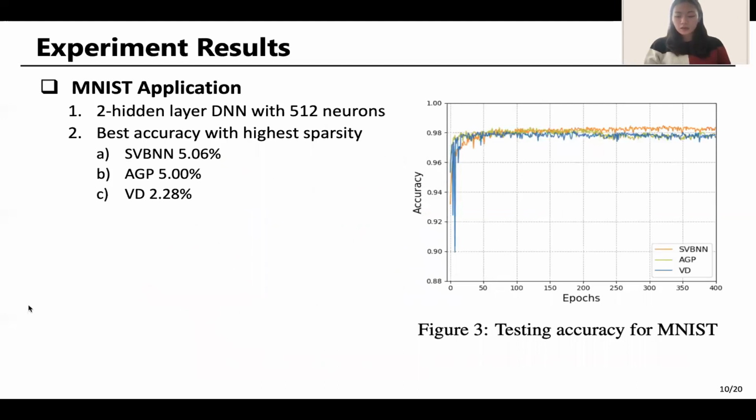Lastly, they evaluate the performance of this method on MNIST data for classification tasks by comparing with benchmark results. A two hidden layer DNN with 512 neurons in each layer is used. They compare the testing accuracy of the proposed method with optimized lambda to the benchmark methods at different epochs using the same batch size. The graph shows the proposed method achieves the best accuracy as epochs increase, with a high sparsity level.